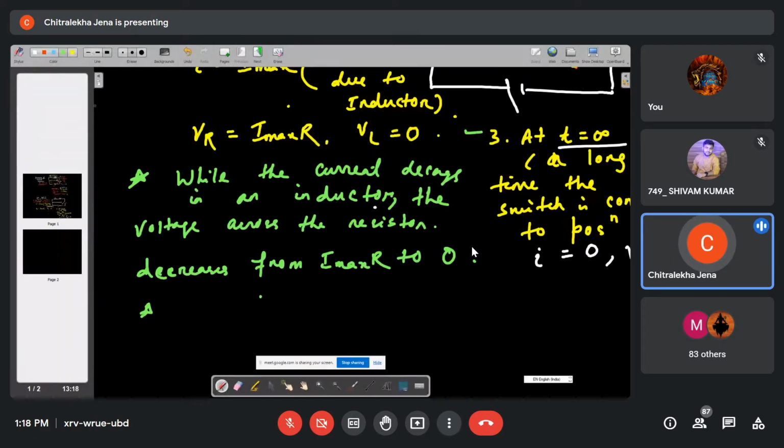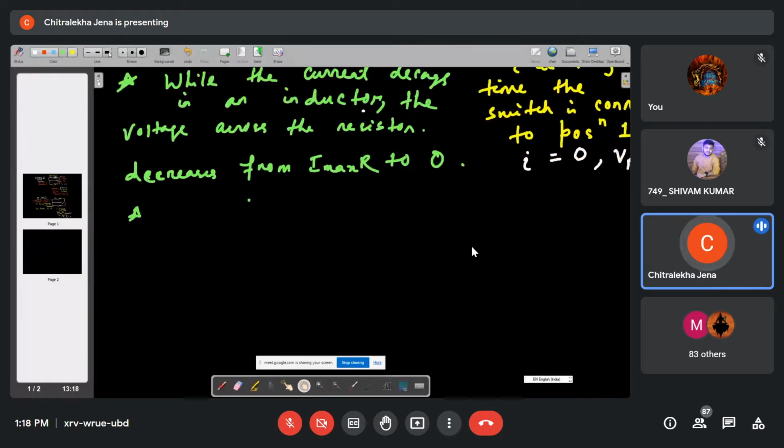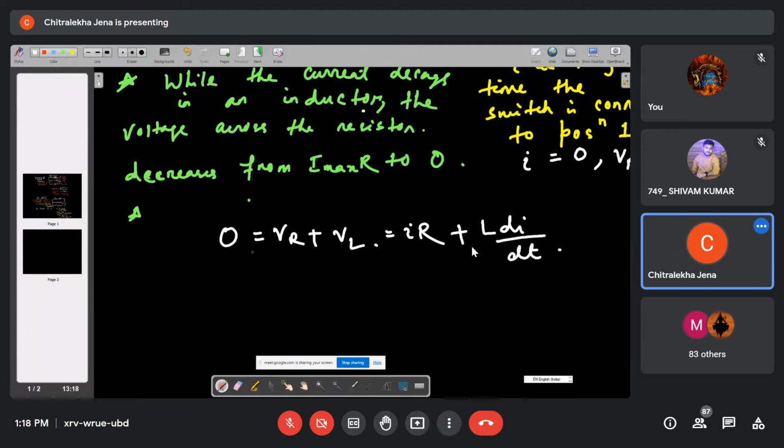Now you have not connected any source. So what will be my Kirchhoff's voltage law equation? Tell me. V is equal to 0, which is equal to VR plus VL. That is equal to how much? IR plus L di by dt. Yes or no? Got it? All of you understood?